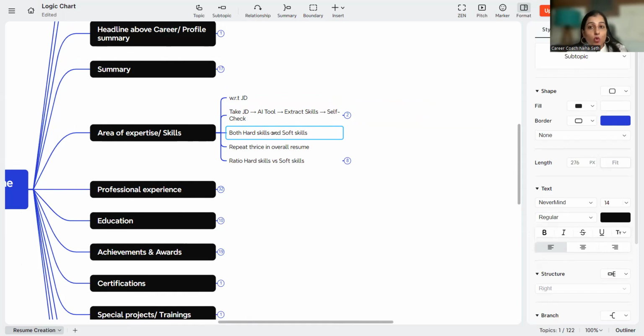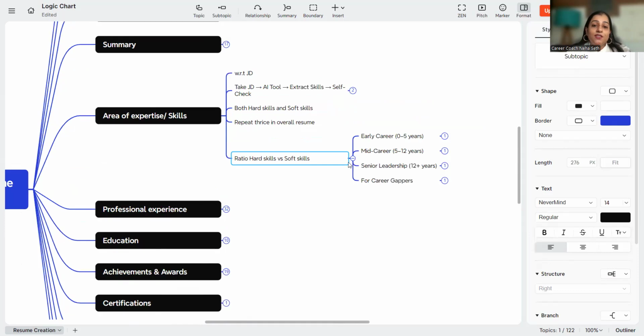And in the core area of expertise, you should be mentioning both hard skills and soft skills. And whatever you are mentioning about the hard skills, about the skill section, you make sure that you repeat it thrice in your overall resume. Okay. And the ratio of hard skills versus soft skills.